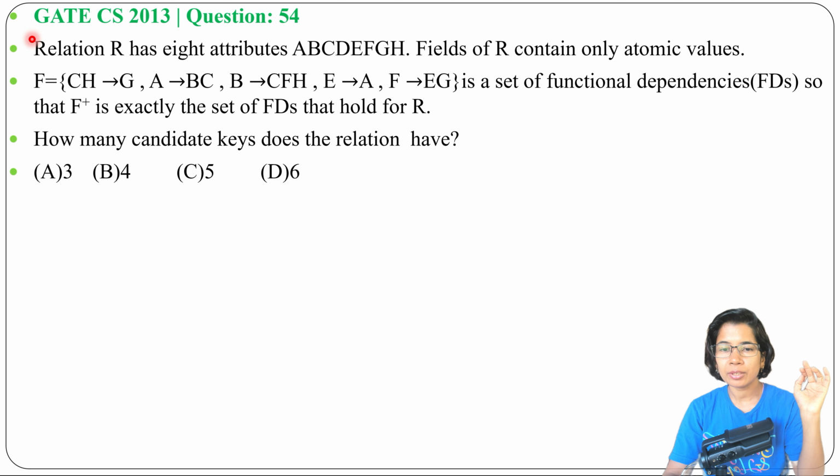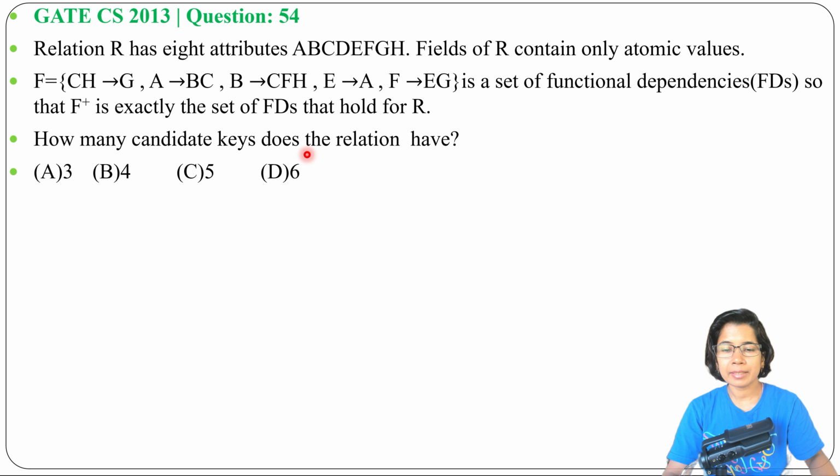Hey everyone, let's solve one previous question of DBMS. This question was asked in GATE CS 2013, question number 54. Relation R has 8 attributes A, B, C, D, E, F, G, H. Fields of R contain only atomic values and some functional dependencies are given. F plus is exactly the set of FDs that hold for R.